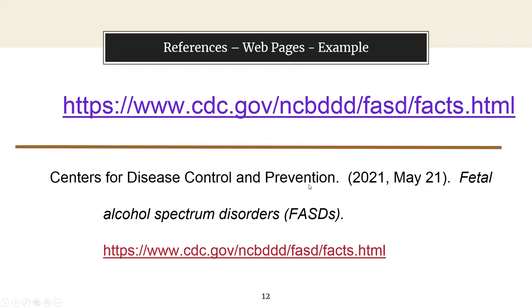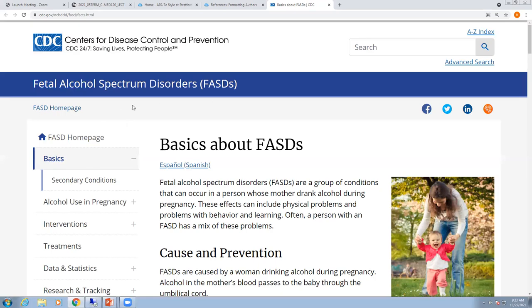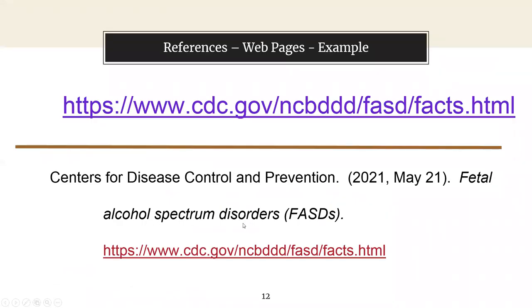Centers for Disease Control and Prevention, period, end of the author field, 2021, comma, May 21st in parentheses, period. That's the end of the publication field. Title of the web page, right here, fetal alcohol spectrum disorders, FASDS. Now this is capitalized because it's an acronym, period. I'm not repeating the website name because it's the same as the author. And then I've got my website address, which was this up here. It goes last. And again, you hyperlink it.